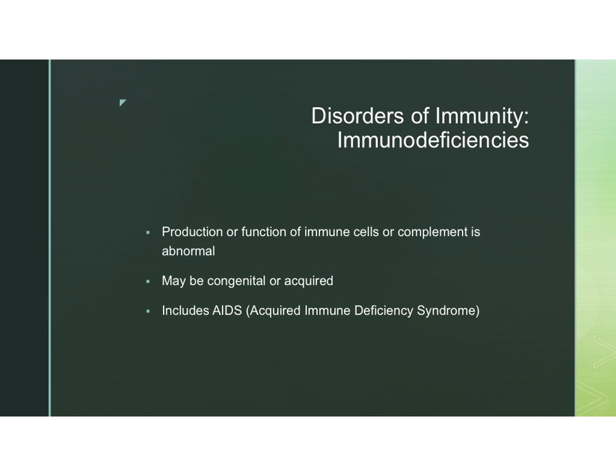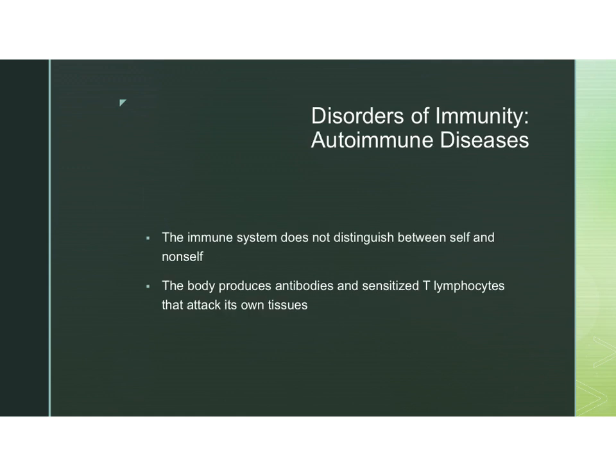Another problem that can occur with your immune system is something that's called an immunodeficiency. It's when the production or function of immune cells or complement is abnormal. This can be congenital or it can be acquired due to disease. And this does include AIDS, which is acquired immune deficiency syndrome. Autoimmune diseases also happen. This is when the immune system does not distinguish between self and non-self, so the body can produce antibodies that are sensitized to T lymphocytes, and you can end up attacking your own tissues.